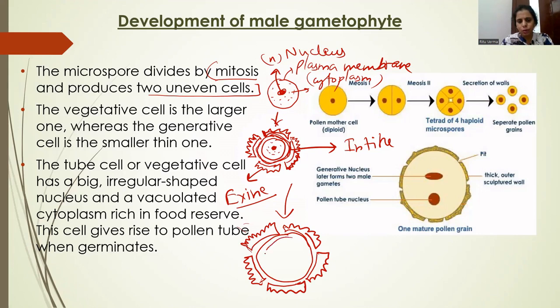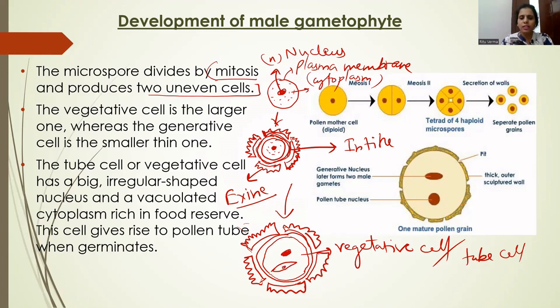Now inside we have two uneven cells. One is a very large cell. This particular cell is known as the vegetative cell, or another name is tube cell. It has its own haploid nucleus, and then we also have inside it another smaller, spindle shaped cell. This spindle shaped small cell is known as the generative cell.